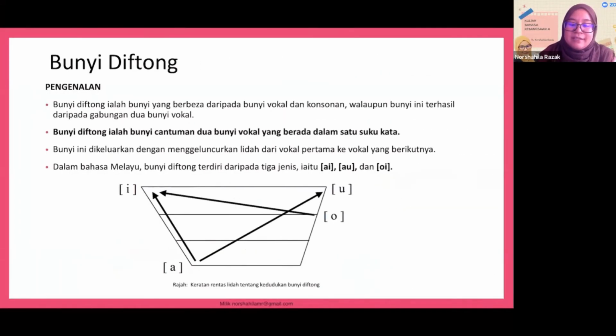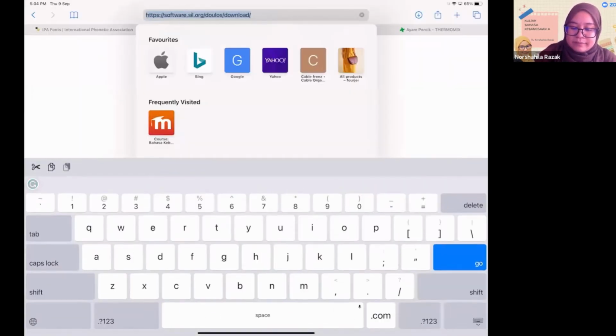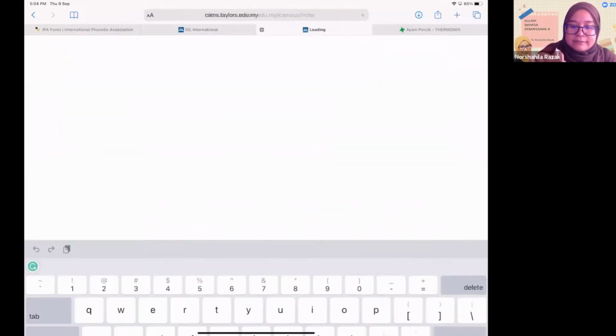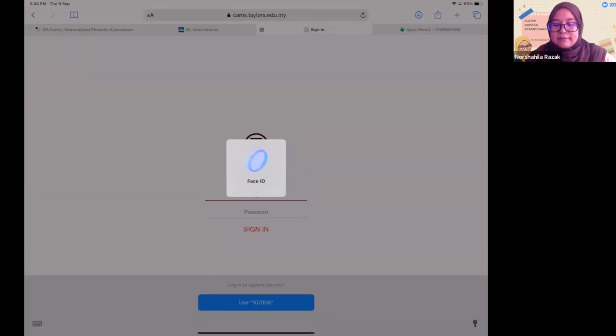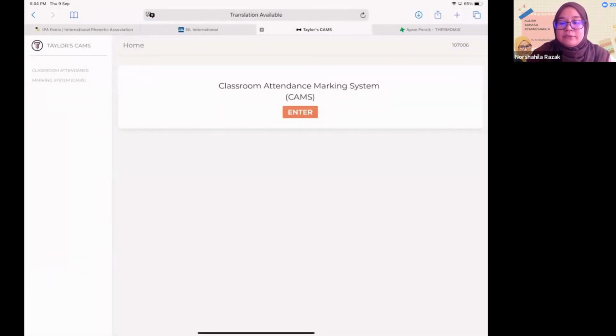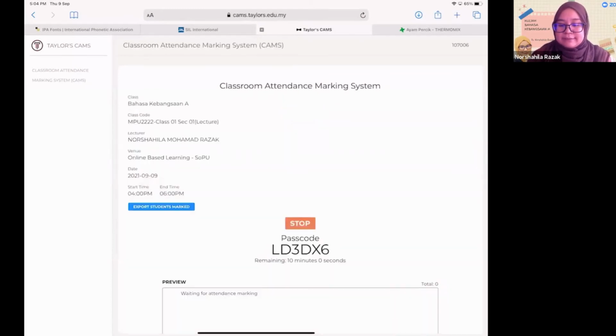Bagus. Okay. Kita rehat dulu 10 minit and then kita pergi kepada bunyi diphthong dan juga bunyi consonant sedikit sahaja lagi. And then while you are in break, please take attendance lesson. Okay, see you in 10 minutes.